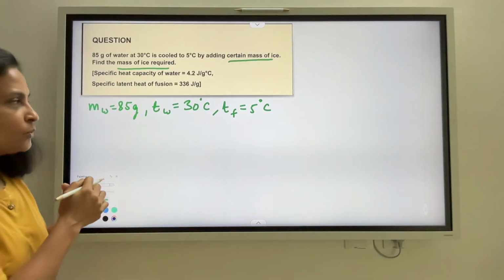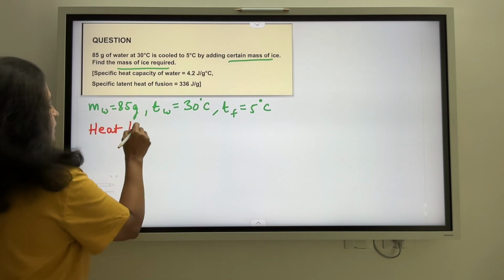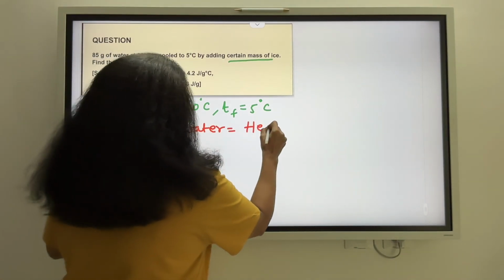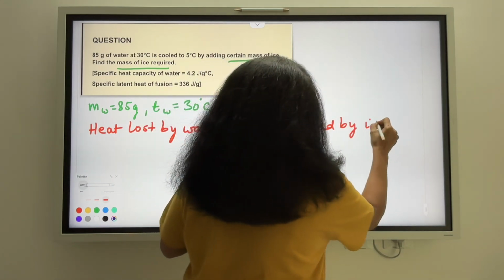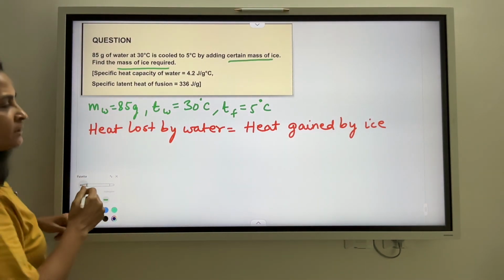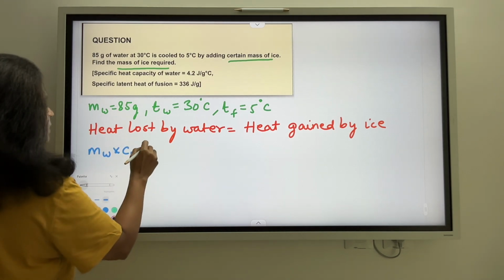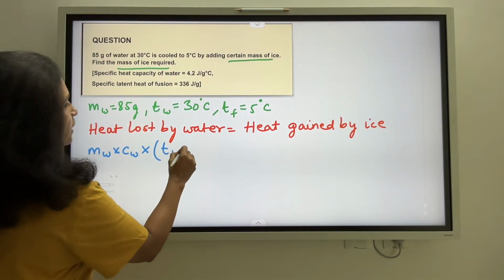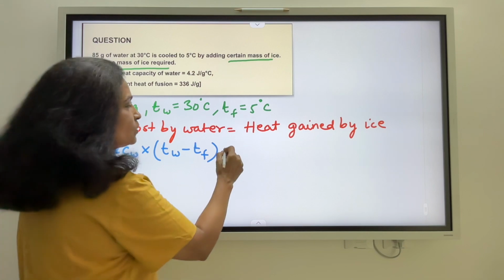Now how do we comprehend this question? So heat lost by water is equal to heat gained by ice, right? So how much heat has been lost by water? So mass of water into specific heat capacity of water into the water changing temperature from 30 to a final temperature of 5 degree. And what has happened in that process of heat loss?